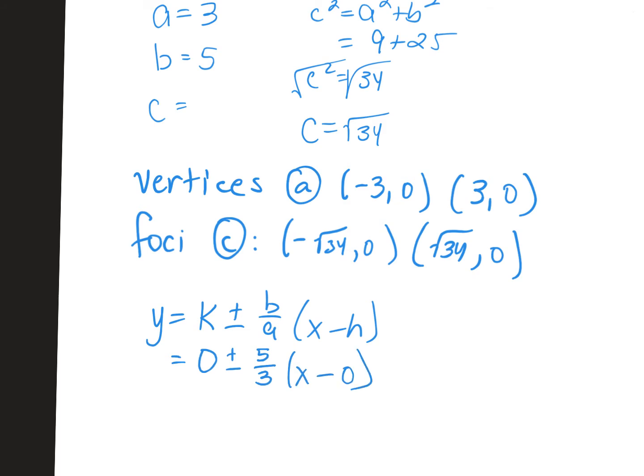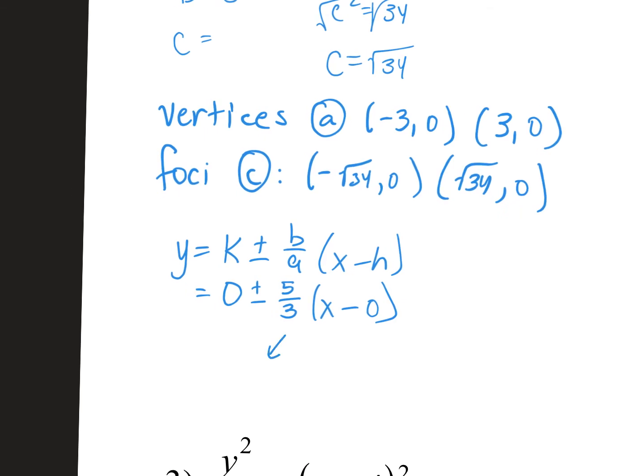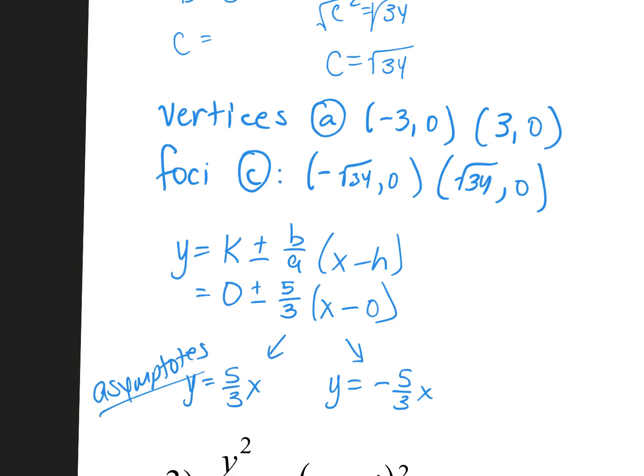From here, guys, you just use your algebra skills. This is two different lines here. 0 plus and 0 minus, whatever. Obviously, x minus 0, this is just x. So it's y equals 5/3 x. And it's also y equals negative 5/3 x. Those are your asymptotes. Questions?